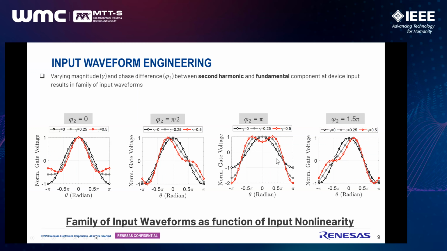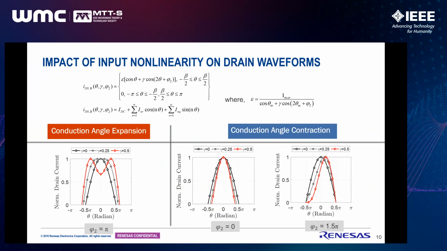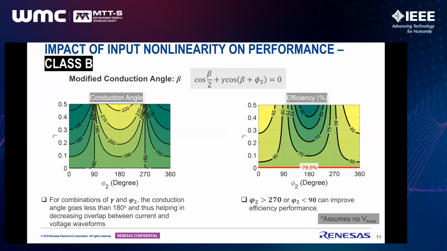Again, if we consider what might be the impact, definitely with voltage shaping, since the conduction angle of the device is going to be increased, we can expect that efficiency is going to be decreased. Similarly, when the conduction angle is contracted, we can expect its efficiency to be improved to some extent. So by that, we can compute how the conduction angle is going to be changed by introducing the input nonlinearity.